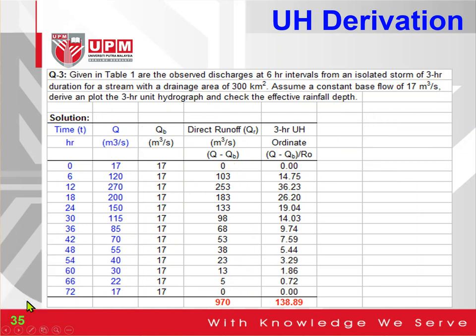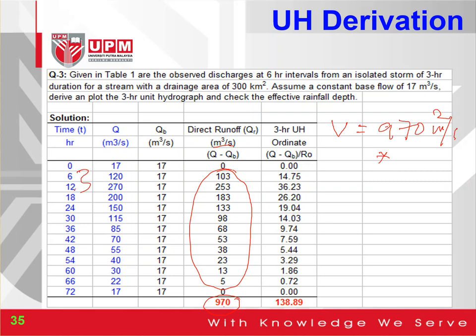So this is the flow. You can see this is the total flow. So this is the meter cube per second. This meter cube per second we convert to volume. Okay, 970 meter cube per second. So this one we will convert to volume. How to convert to volume? Simply multiply by this interval. How do we observe the interval?